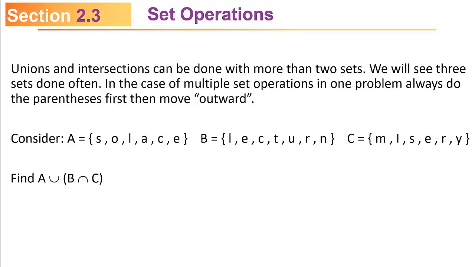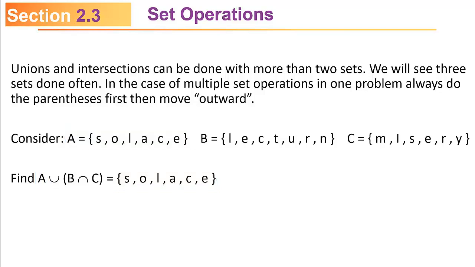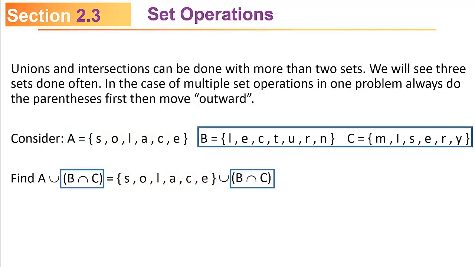Perhaps we want to find the union of A with the intersection of B and C. There's no necessarily single way to get started, but since A is sitting right there on the left, I might go ahead and just put in the set SOLACE for that. And then you might go over and look on the right side of the union symbol, and you see that B intersects C.